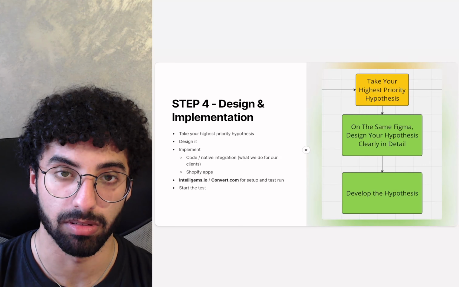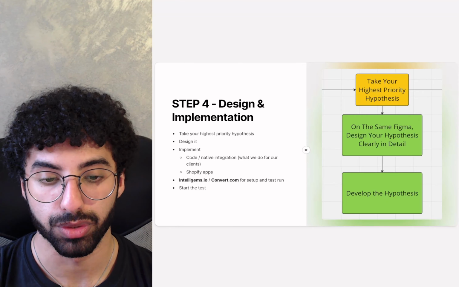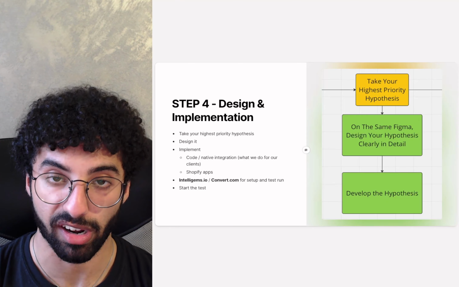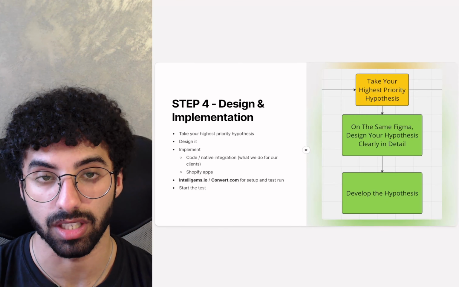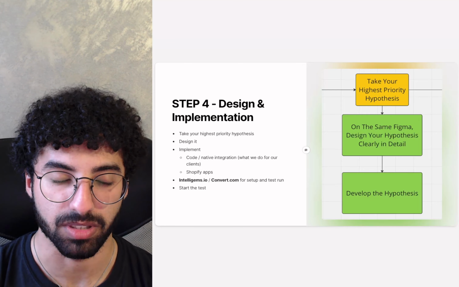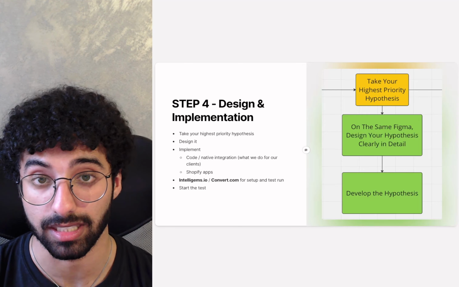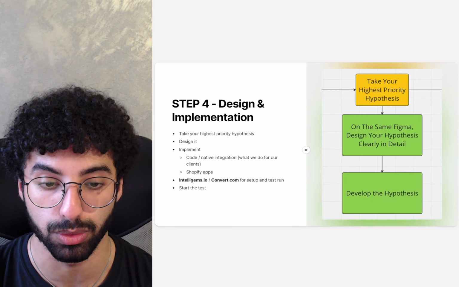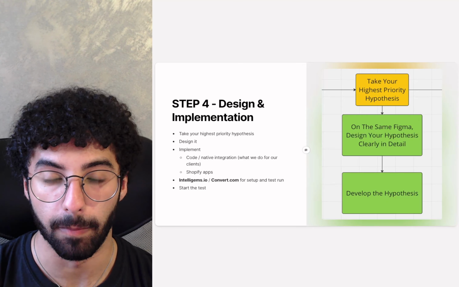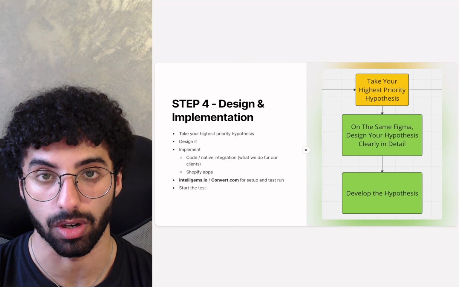And then once you've implemented it with whatever way you prefer, you use intelligence.io or convert.com to actually set up and run the test. These are very straightforward platforms. Intelligence is a Shopify app you can install and start running tests with today. Very straightforward, very simple to use. And once you implement and set up the test, you can actually start the test.